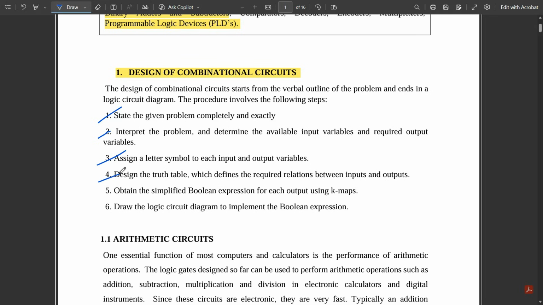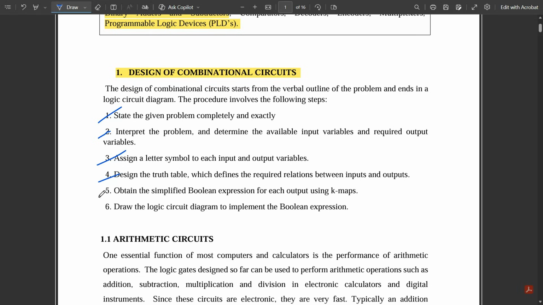The fourth step is to design the truth table, which defines the required relations between input and output. So in order to maintain the relationship between input and output, there is one concept called the truth table. That makes a relation between input and output, how the inputs are related to output. So for that we require the concept of truth table.